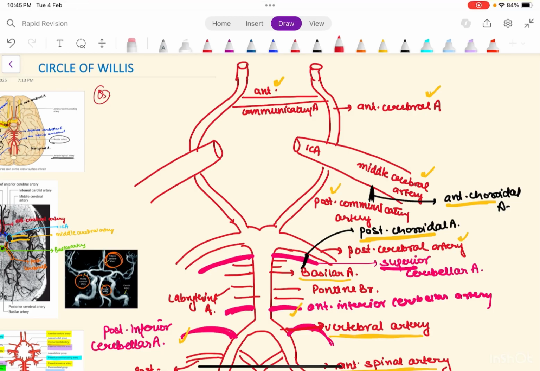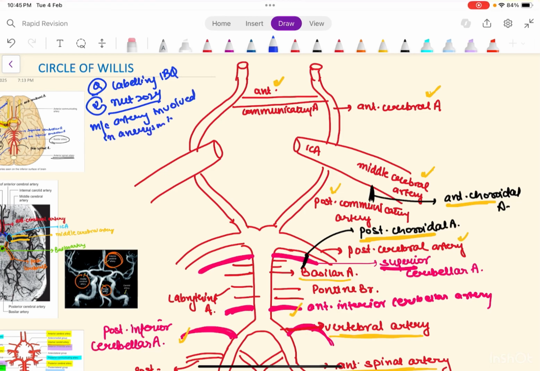And a recent question which was asked, see what you can be asked from the circle of Willis. Either there can be a diagram which will ask you questions, so it can be a labeling image based question. Then there was a NEET 2024 question: most common artery involved in aneurysm in circle of Willis. So it is our anterior communicating artery.